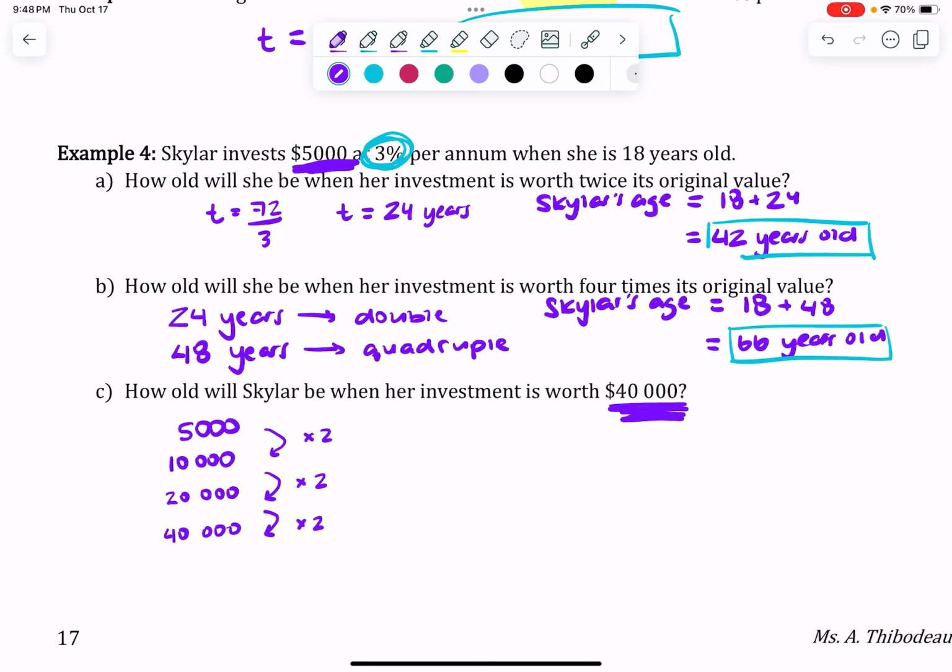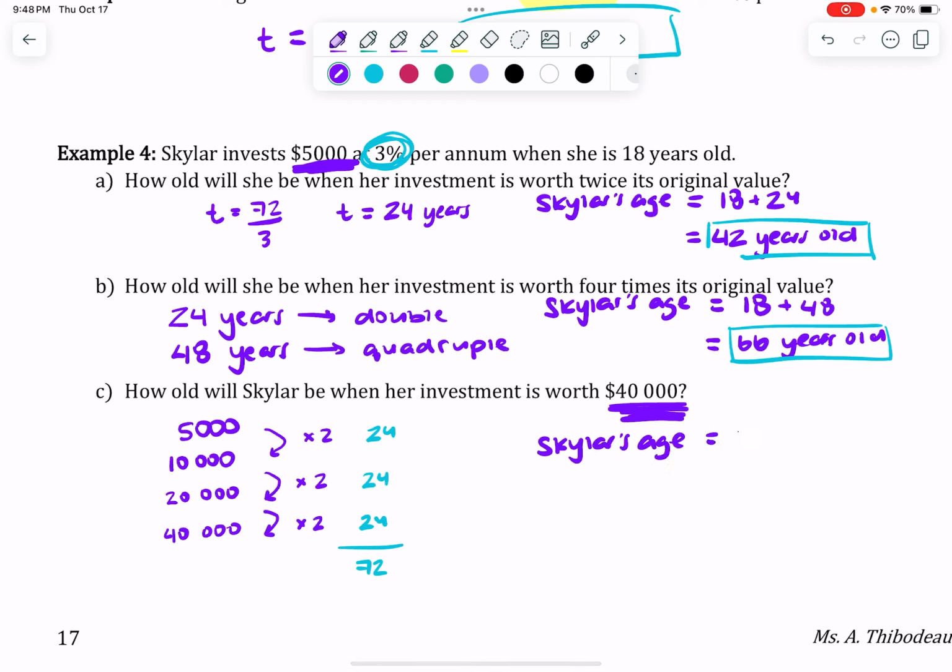Okay, so if that first doubling time took 24 years, the next one takes another 24 years, the third one takes another 24 years, which means all together, those doublings took a total of 72 years to double 3 times. Because 24 for the first double, 24 for the second double, 24 for the third double. But again, I don't care how long it's going to take. I want to know how old Skylar's going to be. So, let's figure it out.